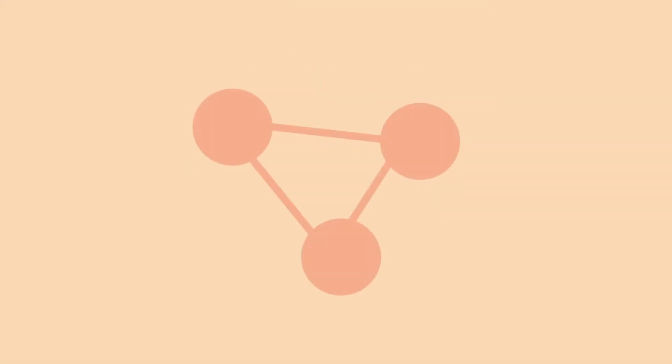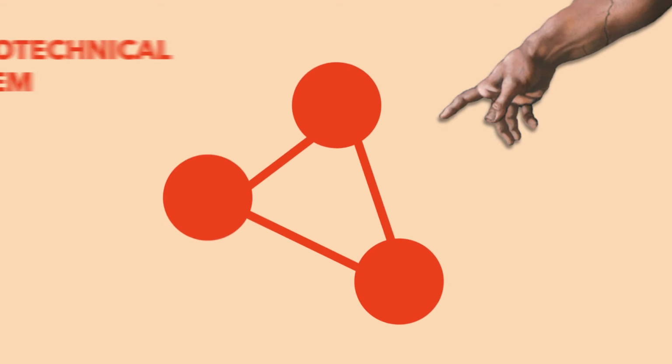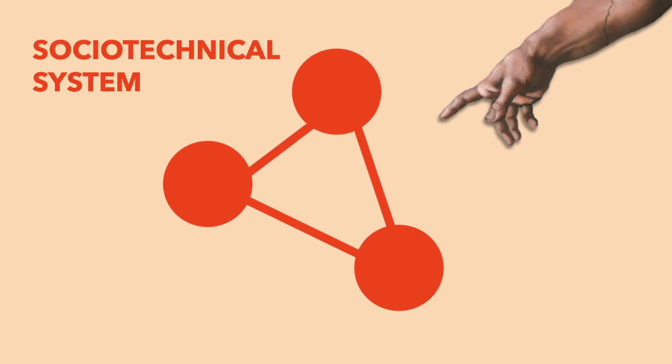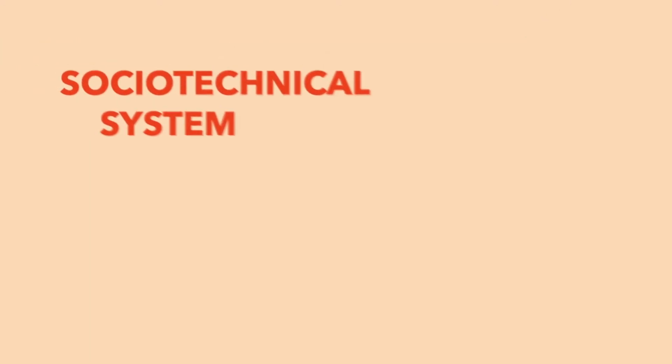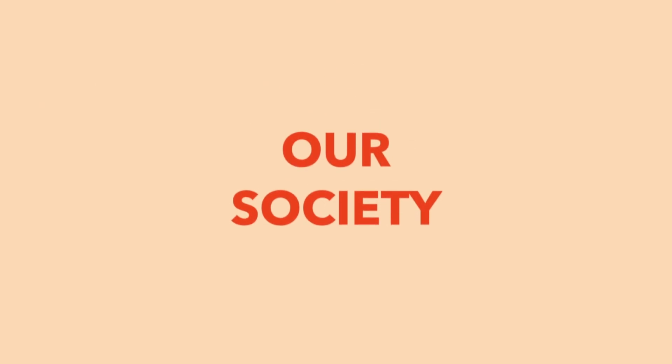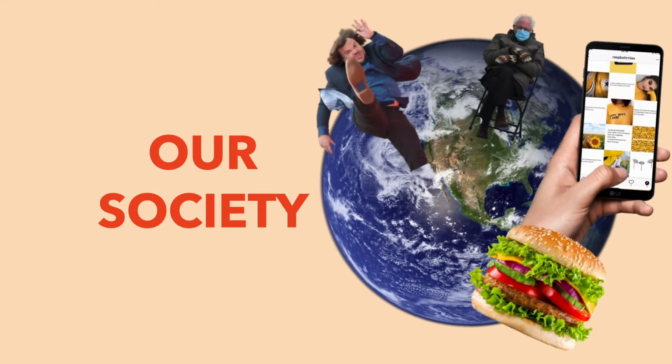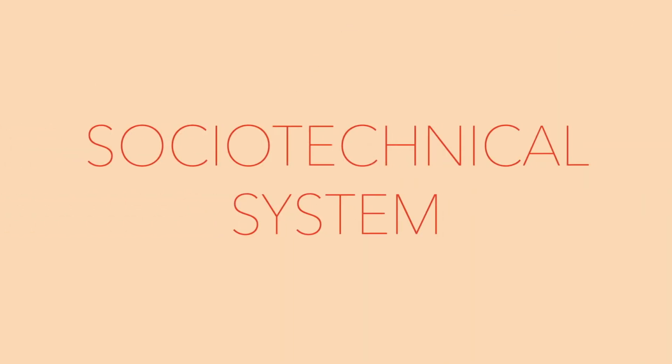Let's take a look at multi-level perspective theory. Multi-level perspective theory is a framework that assists in understanding socio-technical systems. The socio-technical system consists of humans, technology, and how they interact with each other, basically forming our society. MLP theory is applied to understand how socio-technical systems go through transitions.